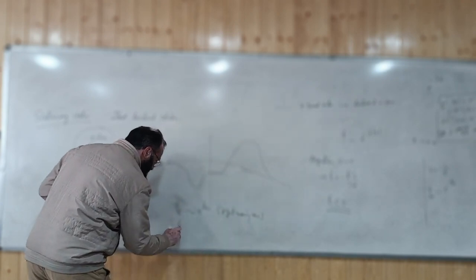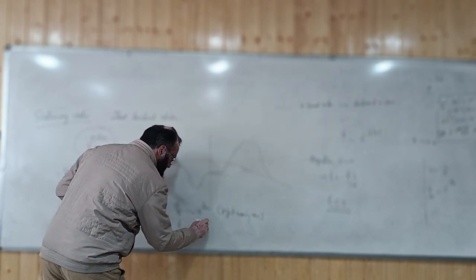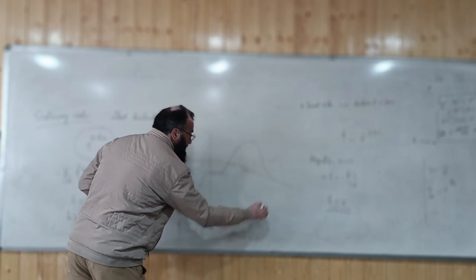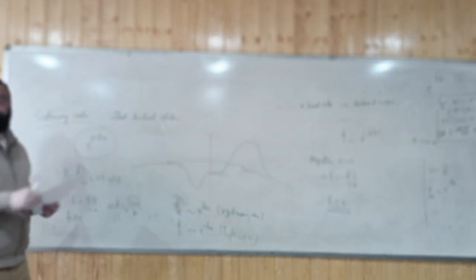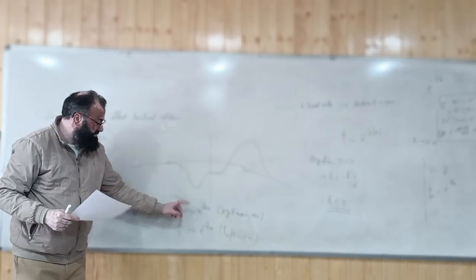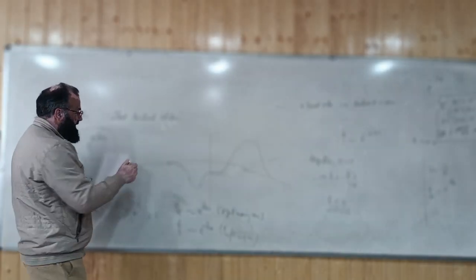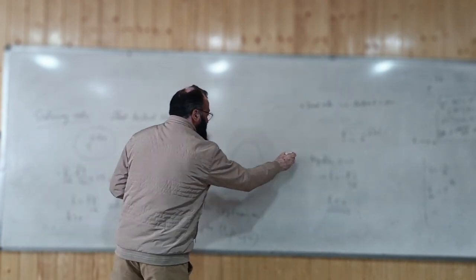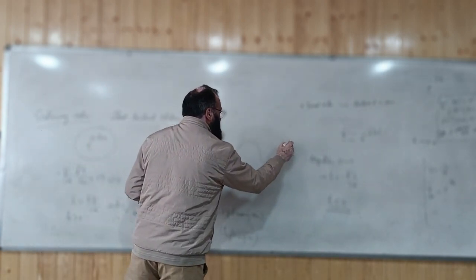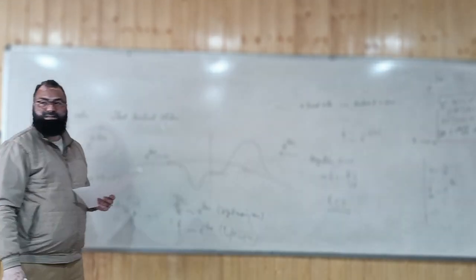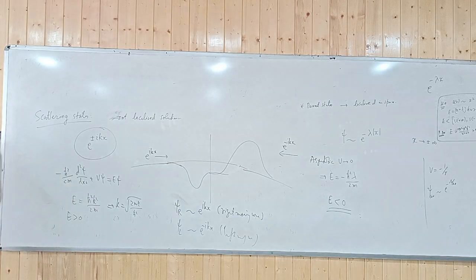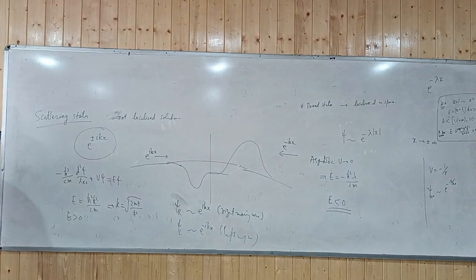And you will have another possible solution, a left moving wave. A left moving wave means it comes from right to left. So e raised to the power ikx goes in this direction, and e raised to the power minus ikx you can put in the other direction. These are the two possible solutions.